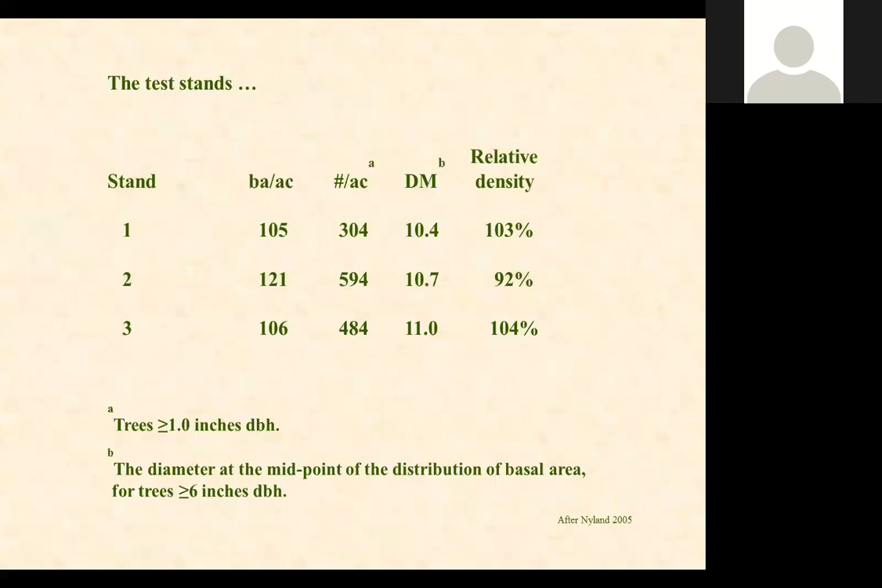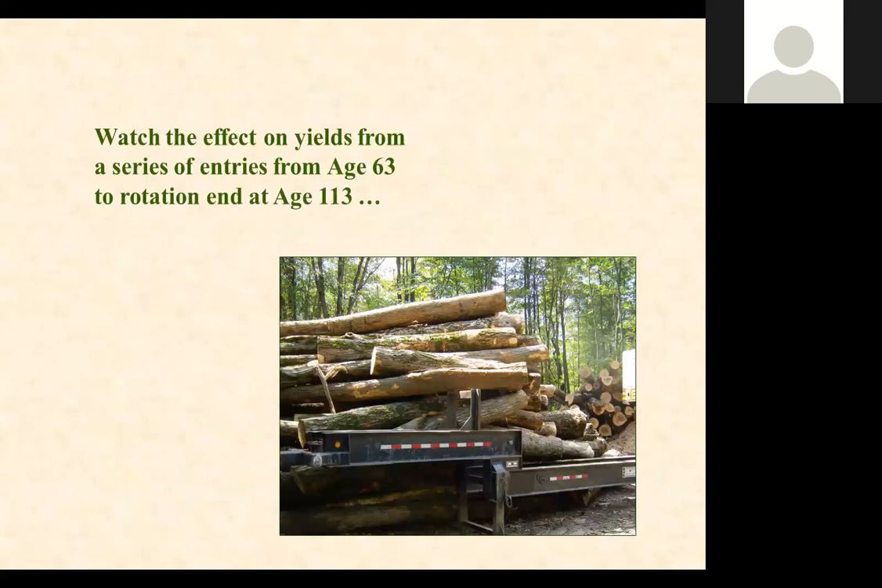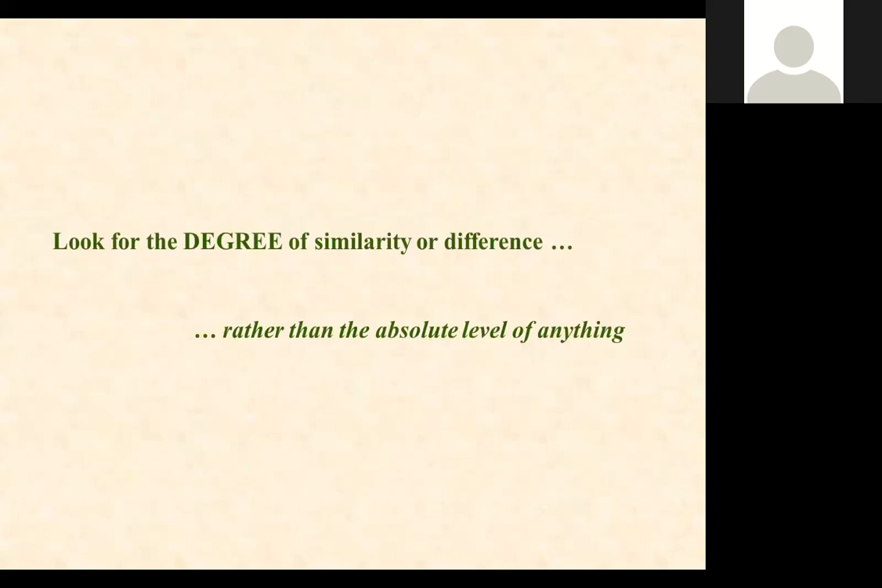There are the three stands. They're similar in average diameter. The middle stand has a little bit more basal area. They're all somewhere close to 100% relative density. This is in these measures of trees 1 inch and bigger. So let's watch how these different scenarios, diameter limit cutting or crown thinning, affect the series of entries beginning at age 63 and ending with a rotation age of 113, and look at the degree of similarity or difference. Not too much worrying about the absolute values, because they will differ from site to site depending on tree heights and things like that. But let's look at the relative differences between them.